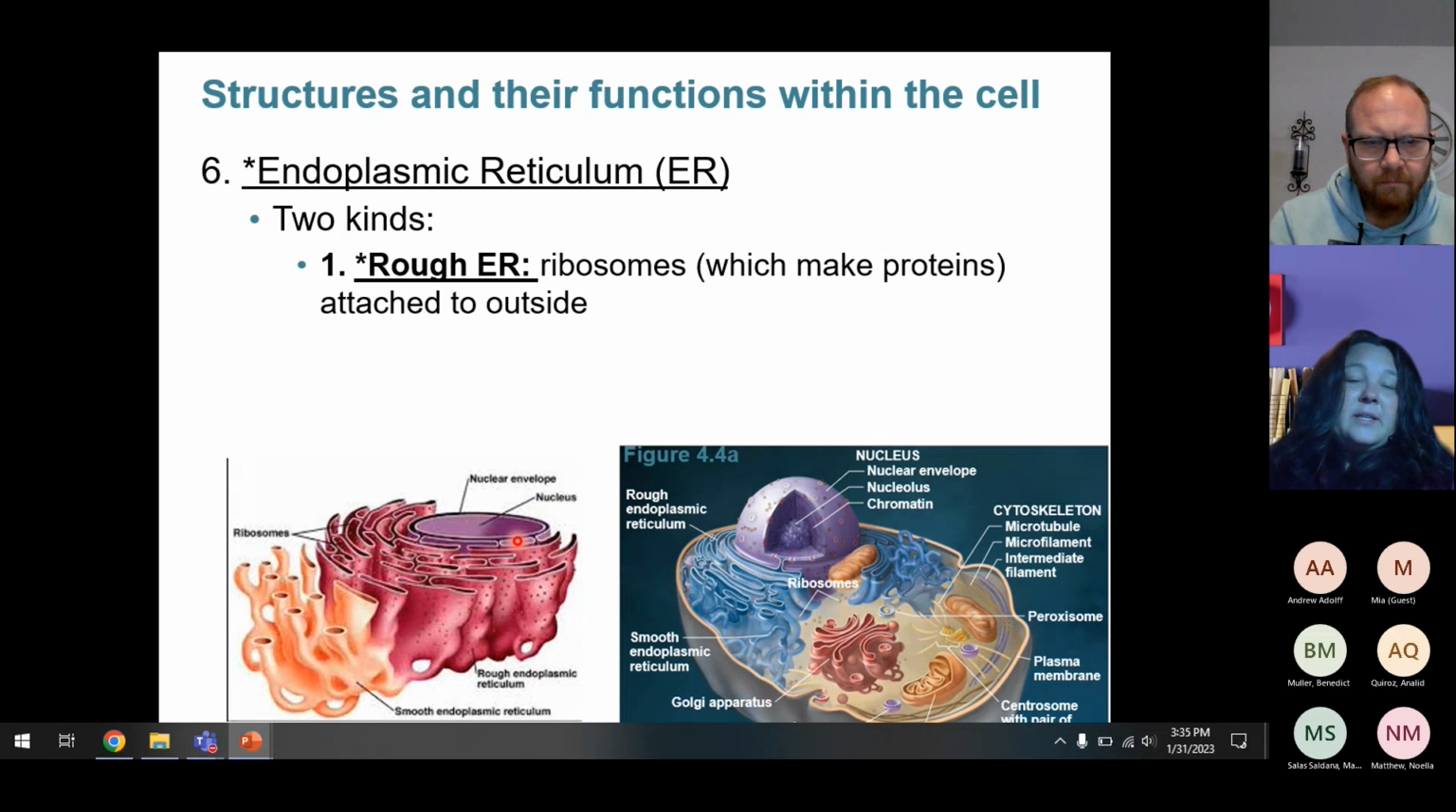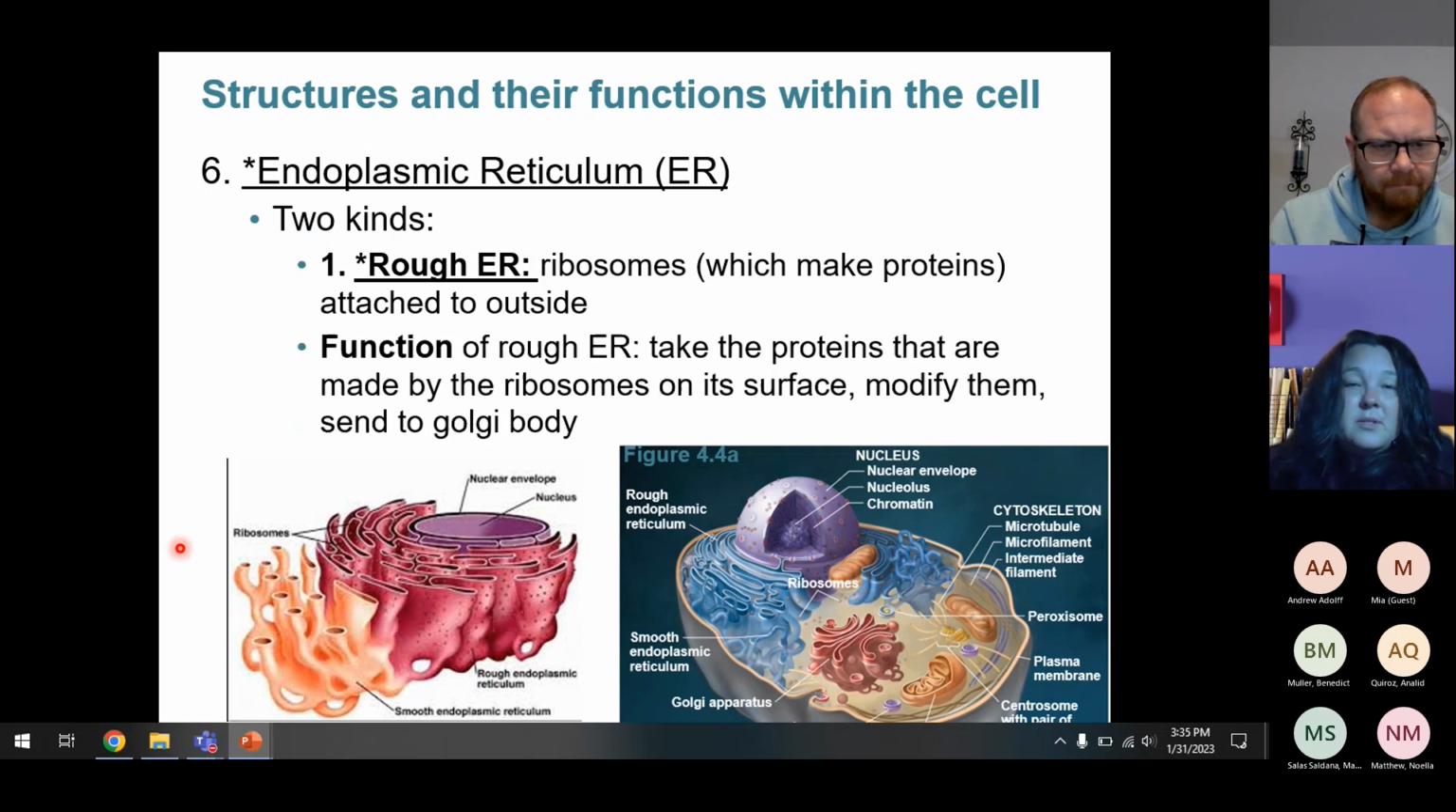The rough endoplasmic reticulum has ribosomes attached to the outside. You can see in this cutaway here, you've got some dots attached to the rough endoplasmic reticulum, whereas the smooth endoplasmic reticulum does not have those ribosomes. The function of the rough ER, the darker purple here, is to take the proteins that are made by the ribosomes on its surface. So we've got these ribosomes on the surface of the rough ER that are making proteins. They spin those proteins right down into the rough ER and then modify them and send them to the next step of the protein making process, which is the Golgi body, which we'll talk about next.